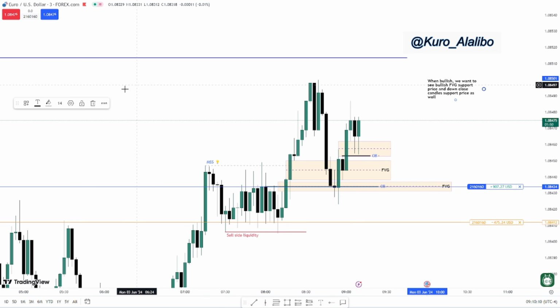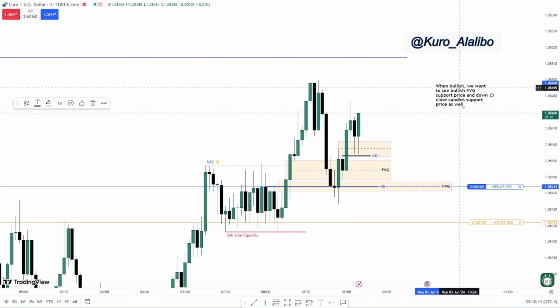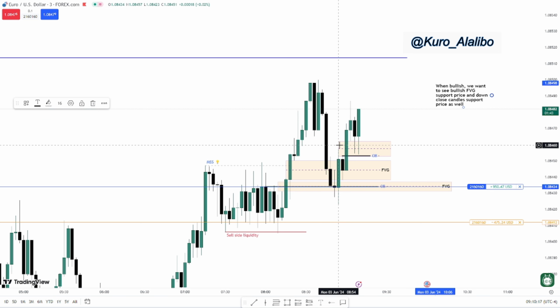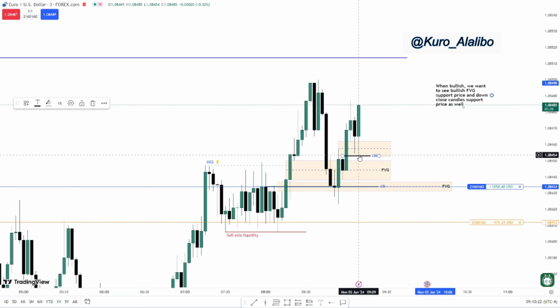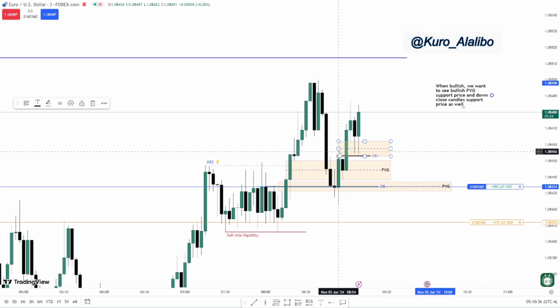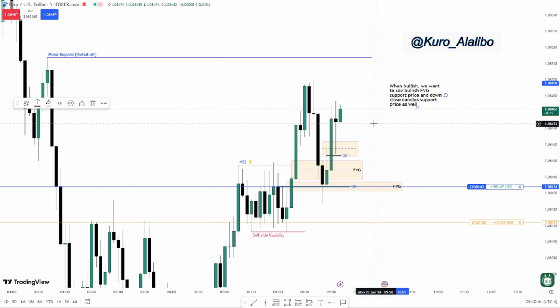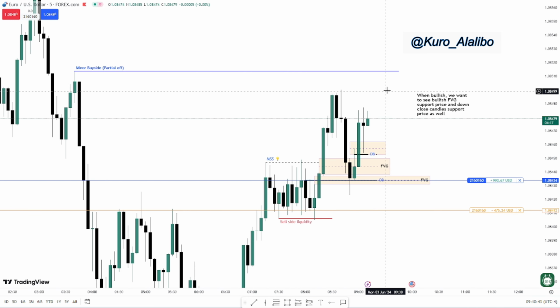Always have this in mind when you're bullish. When bullish, we want to see bullish fair value gaps support price, and down close candles support price. Now it didn't get all the way down there, but if it had, that would have been fine. It's permissible, it's all right. Same thing here, down close candles supporting price when bullish. So it's going to drop back out to the 5 minute time frame.